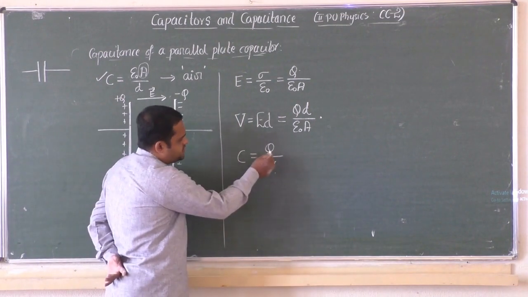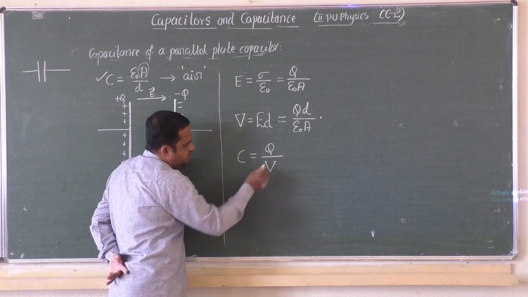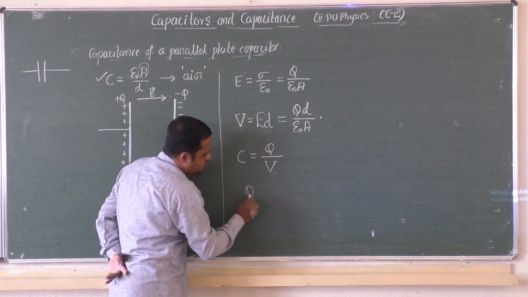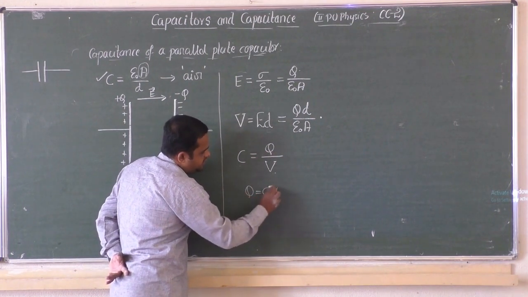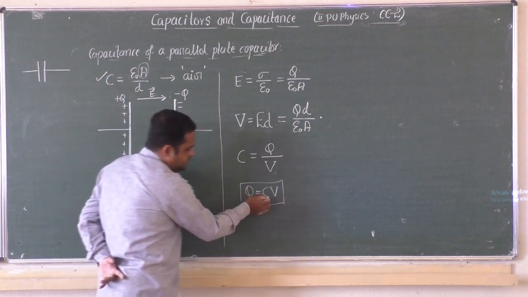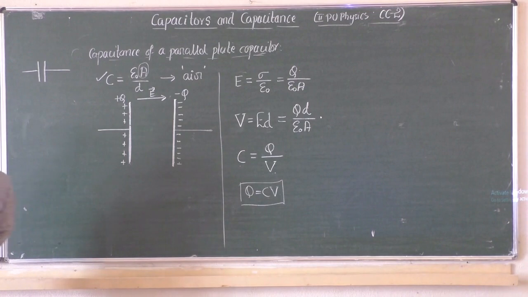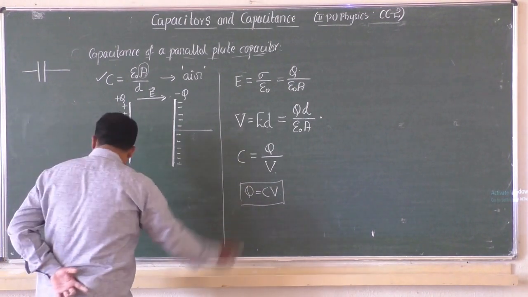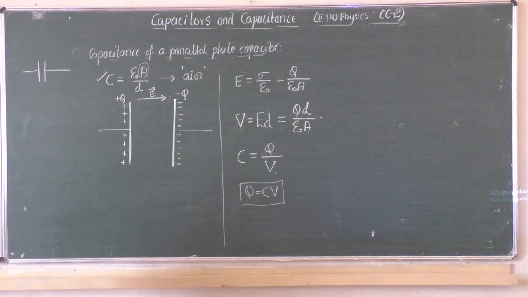Now what is the amount of charge stored in the capacitor? If you rearrange this, you will get Q is equal to C into V. This is the expression for the amount of charge stored in the capacitor in terms of its capacitance and the potential difference between the plates of the capacitor. Q is equal to C into V.